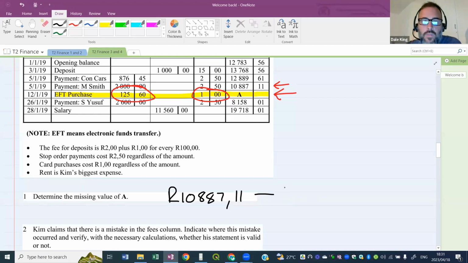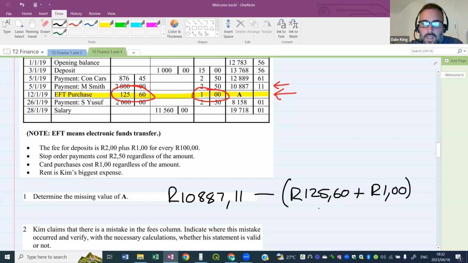And what I like to do, if I'm going to add two values together and then the answer of that must be subtracted from another value, I put a bracket. Okay, so inside this bracket, I need not only the purchase value of the item, which is 125 Rand 60, but I also need the R1 fee. So I'm adding these two values together. It's the purchase value of the item plus the fee for that purchase. So I'm just subtracting these two values from the balance, which is 10,887 and 11 cents.